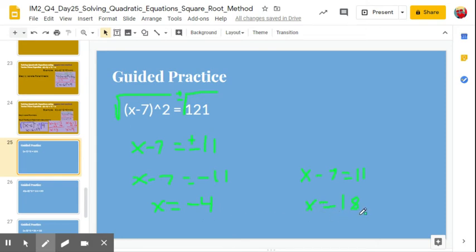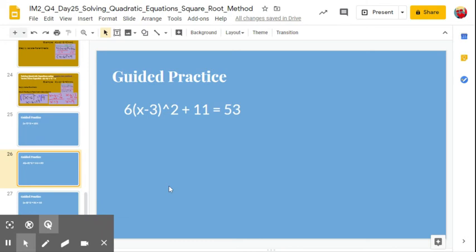Let's do a quick check. If I substitute negative 4 into the original problem, I'll get negative 11 squared. And I square negative 11, I get 121. Check. If I substitute 18 in for x, 18 minus 7 is 11. 11 squared is 121. Check.